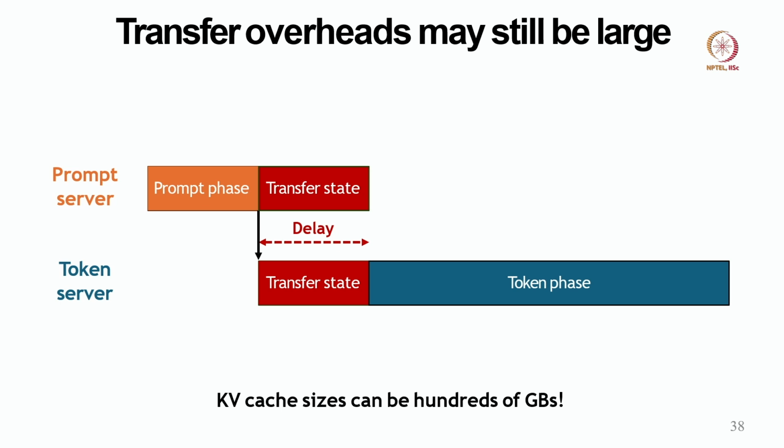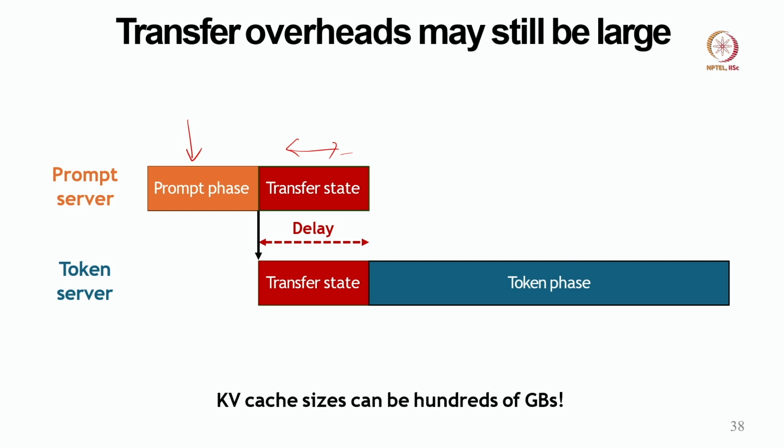Now, still, with parallel communication or parallel transfer, we may reduce the transfer time, but the transfer overhead might still be large, right. So, this timing diagram shows exactly the same thing. We have this prompt server where it computes the prefill, the prompt phase, and then there is a transfer state. During this transfer state, the KV cache is being transferred from the prompt server to the token server, or from the prefill phase to the decode phase, right.